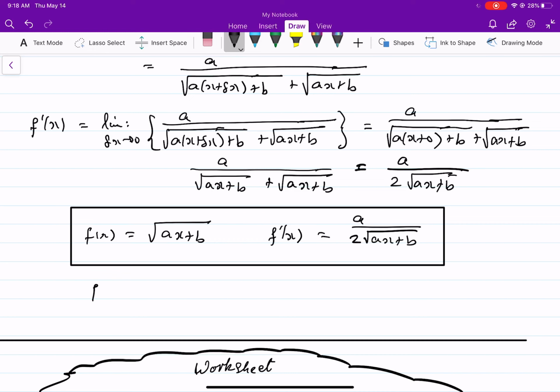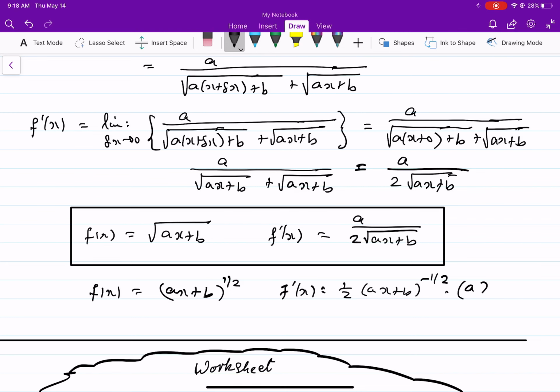f of x is equal to the root of ax plus b, which is ax plus b to the half. And the chain rule, drop the power. f prime of x would be a half into ax plus b, subtract 1 from the power, power is minus a half, times the derivative of what's inside, which is a.